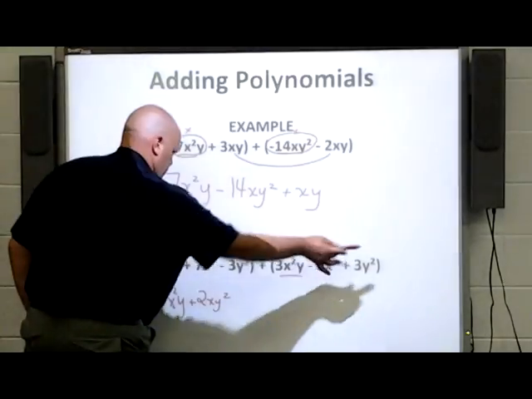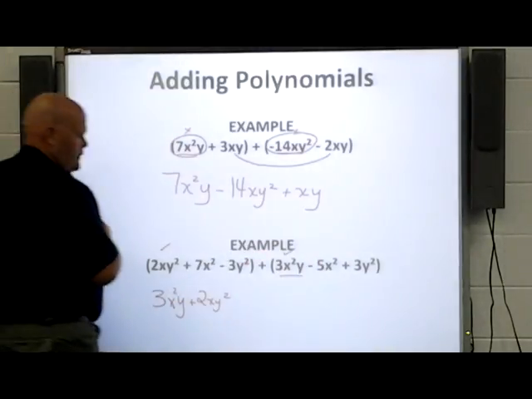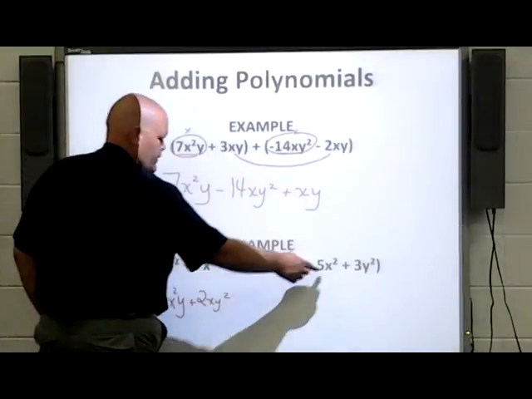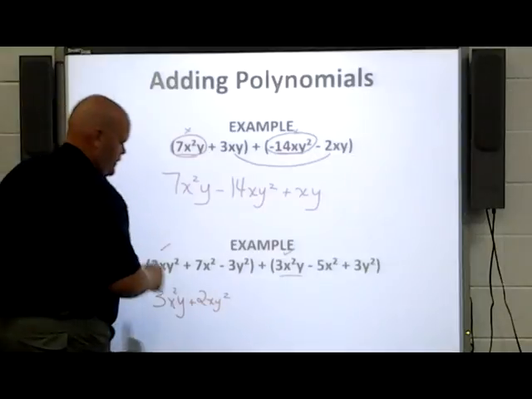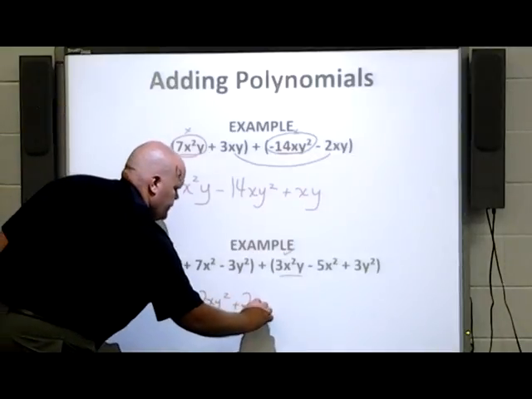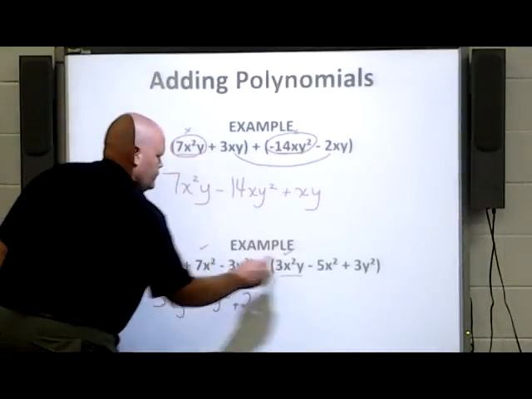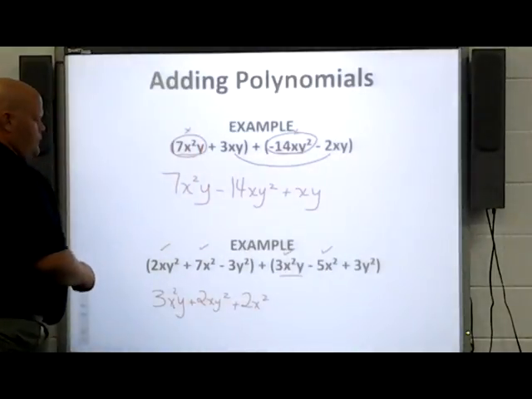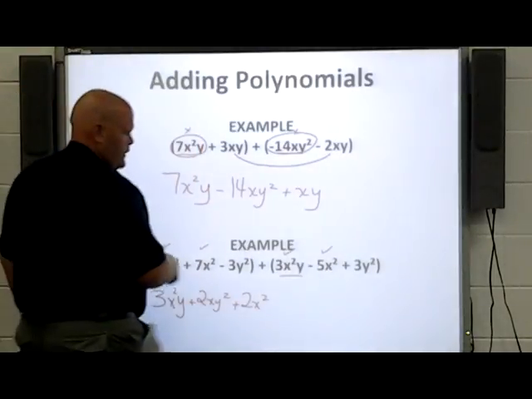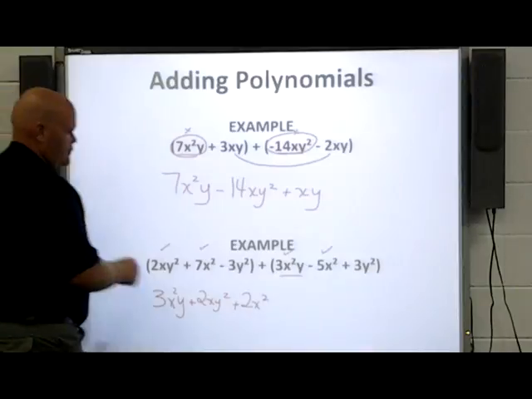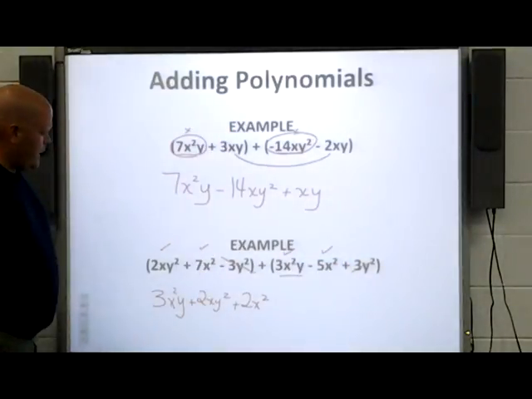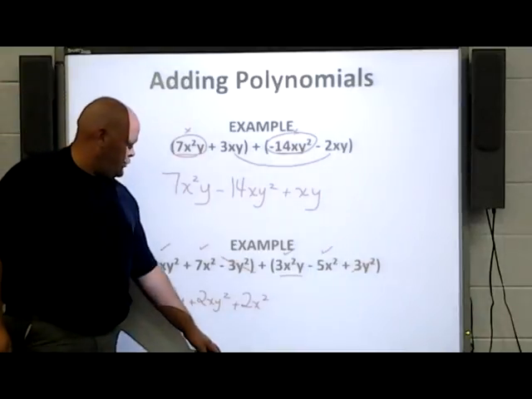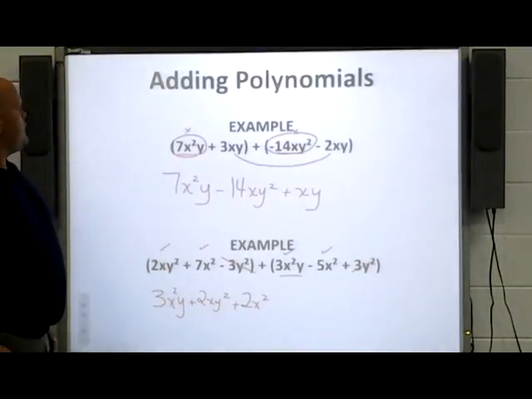Now I'm looking at x's and y's all over the place. Okay, so I have like terms here with x squared. I got a 7x squared minus a 5x squared. That's going to give me a positive 2x squared. Alright, so these two are completed. And then y squared, I've got a negative 3y squared plus a 3y squared. Those two cancel out. And I'm left with 3x squared y plus 2xy squared plus 2x squared. Very simple.